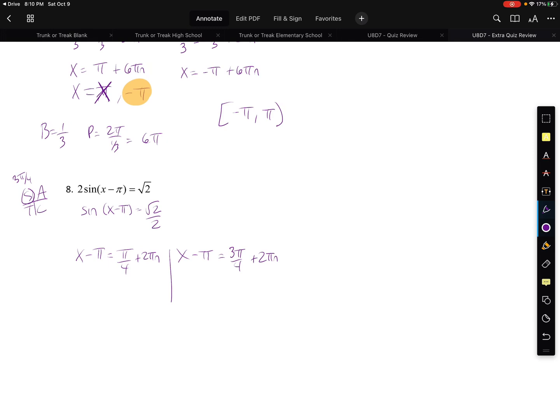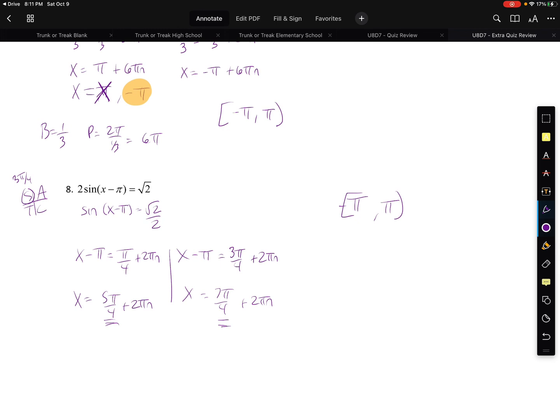All right, so if I add pi to both of these, x equals 5 pi over 4 plus 2 pi n. I couldn't add pi to 2 pi n because there's an n there; pi doesn't have that. Right over here, plus pi again, x equals 7 pi over 4 plus 2 pi n. Okay, so the issue, right? This problem is between negative pi and pi. So right away, this is too big and this is too big.